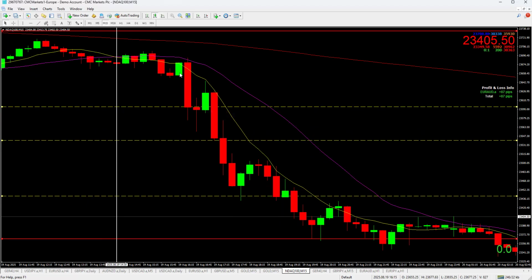So one, a green candle was taken out. Second, a green candle taken out. On this occasion, a doji was taken out. And you got three positions. You are fine.